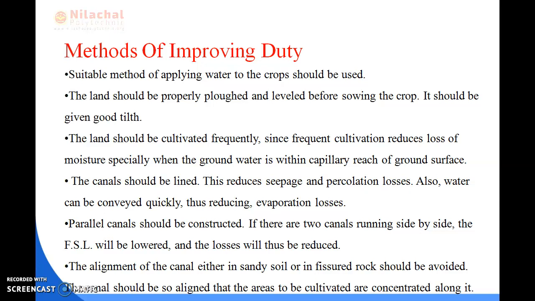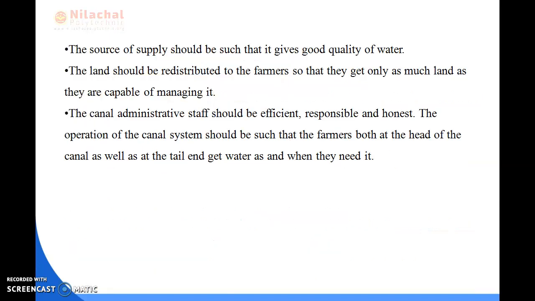Next is the alignment of the canal. Alignment either in sandy soil or in fissured rock should be avoided. The canal should be so aligned that the areas to be cultivated are concentrated along it. Next, the source of the supply should be such that it gives good quality of water. The land should be redistributed to the farmers so that they get only as much land as they are capable of managing. The canal administrative staff should be efficient, responsible and honest.